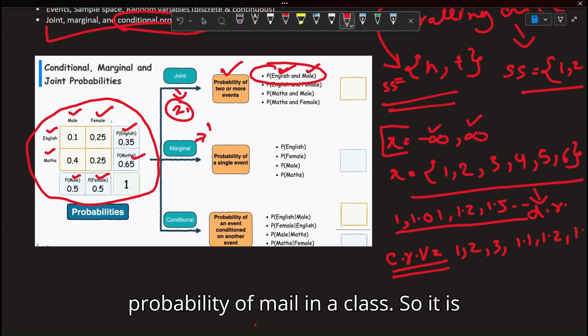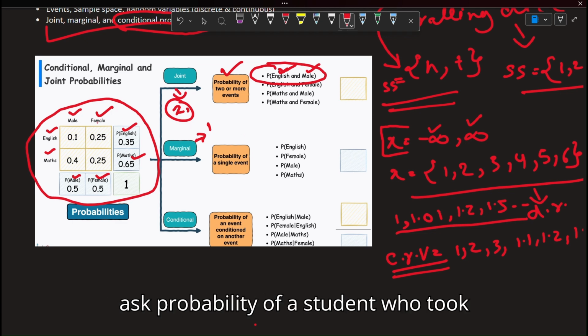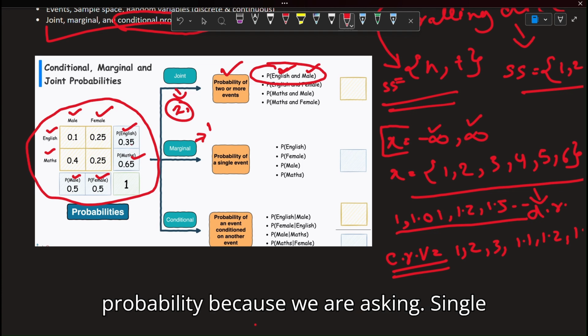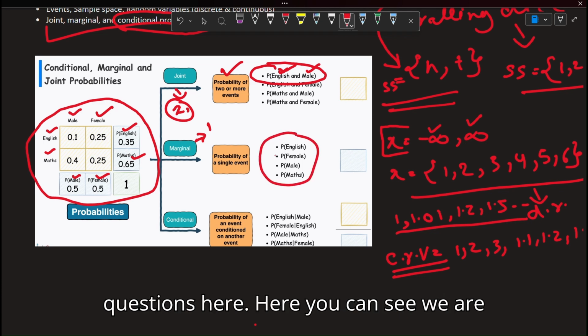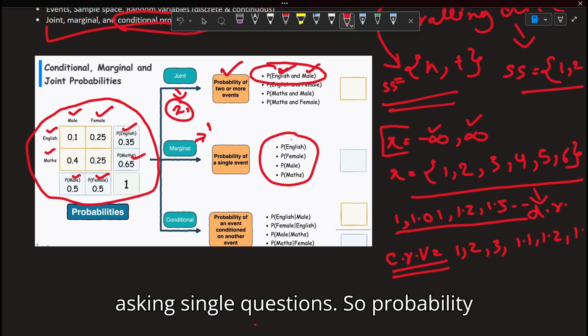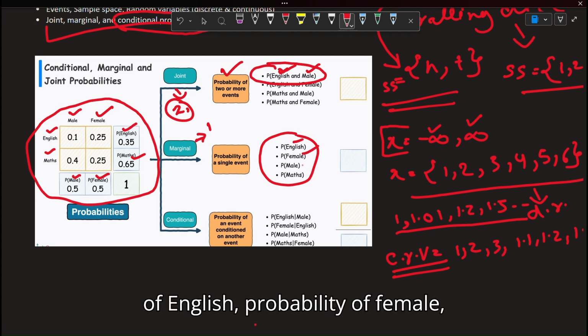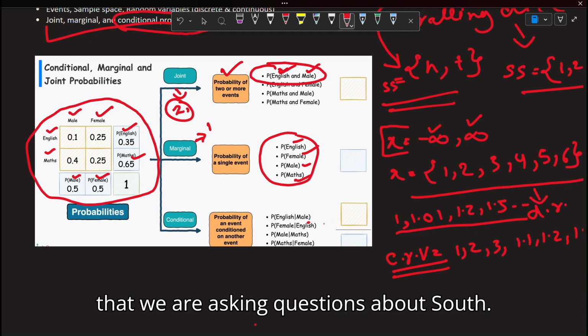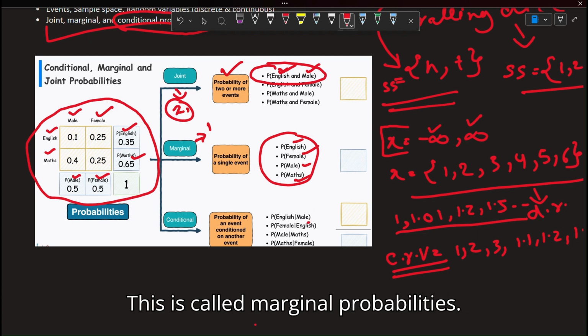So let's say we are asking for the probability of male in a class, so it is marginal probability. Let's say we ask the probability of a student who took English as a subject, so it is marginal probability because we are asking single questions. Here you can see we are asking single questions. So probability of English, probability of female, probability of male, and probability of maths. So these are single probabilities that we are asking questions about. So this is called marginal probability.